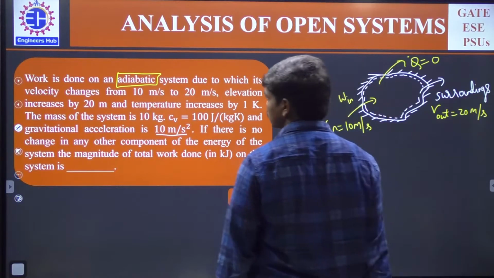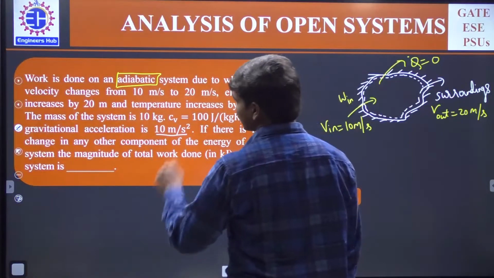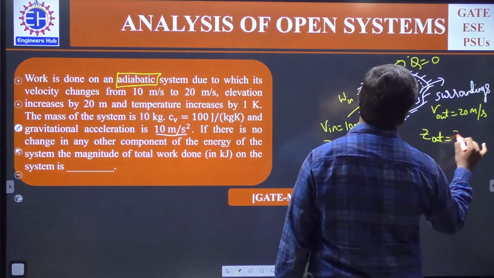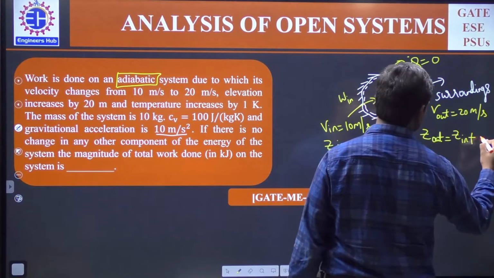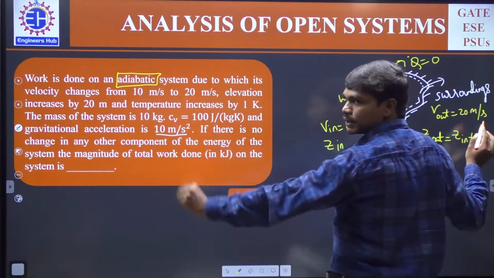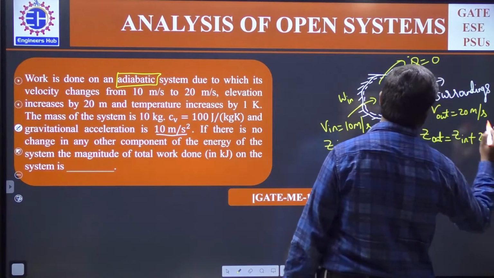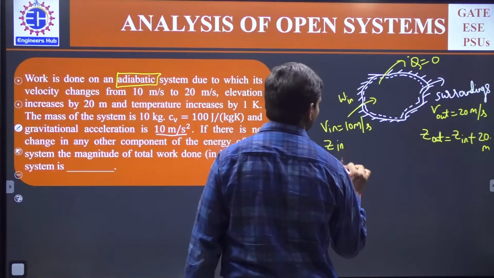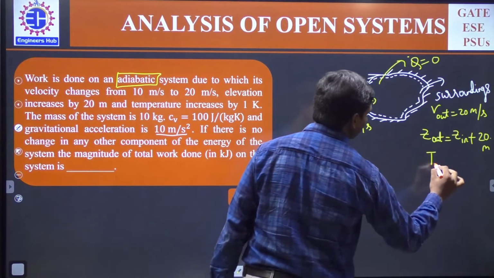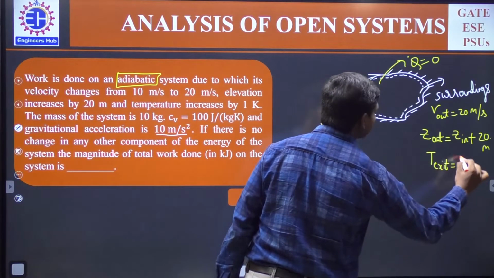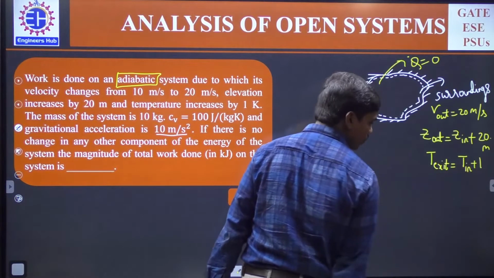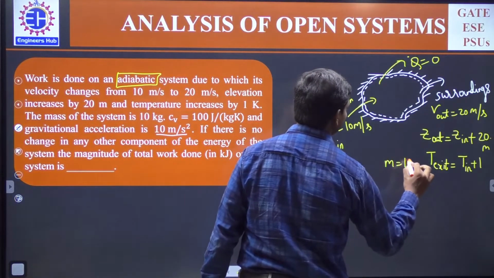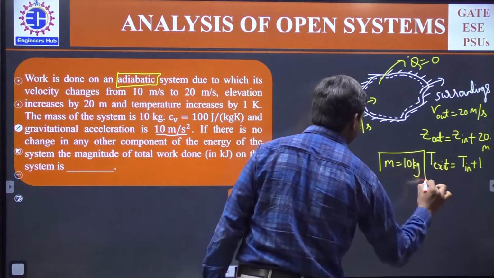Okay. Next, elevation increases by 20 meters. Means if this is Z inlet, then Z outlet is equal to Z inlet plus, it was told the elevation increased by 20 meters. So this is plus 20 meters, of course. Next, and the temperature increases by 1 Kelvin. So if this is temperature T in, this T exit or T out is equal to T in plus 1. Okay. Next, mass of the system is 10 kg. Okay. M is equal to 10 kg. Fine. Mass is also given for this system.